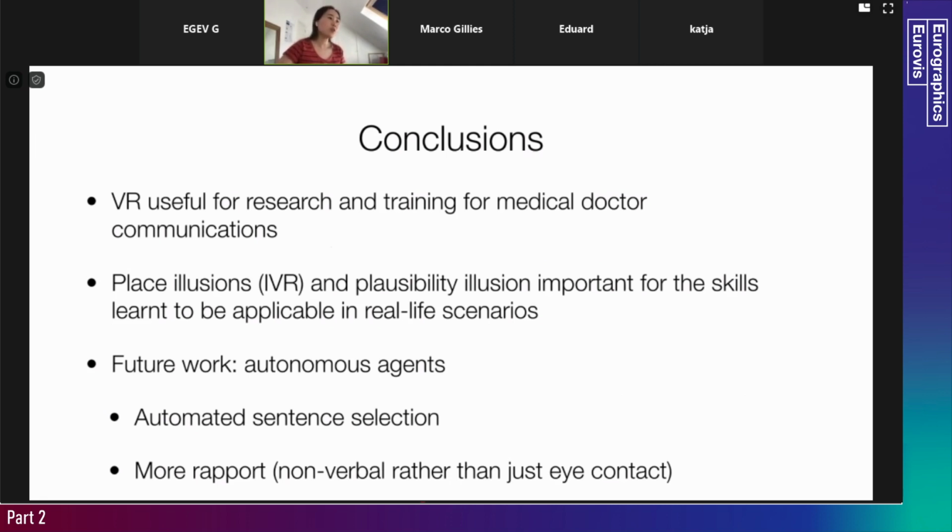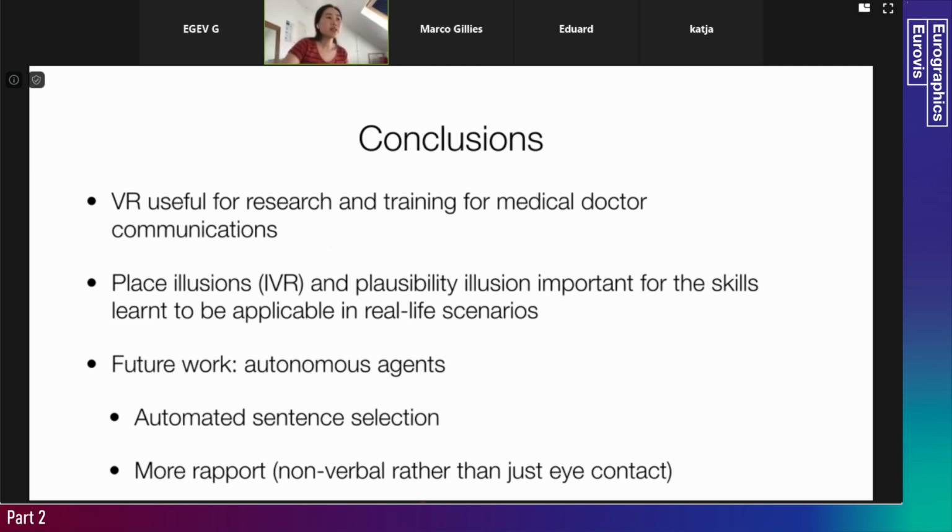So just a brief conclusion before I go further into that point. I feel that we have collected enough evidence that people do react towards virtual characters as if they were real, even though they don't even look real sometimes. They're not photorealistic, and the animation is not done with 100% motion capture. It really works, and it's really useful for research and training for medical doctor communications.